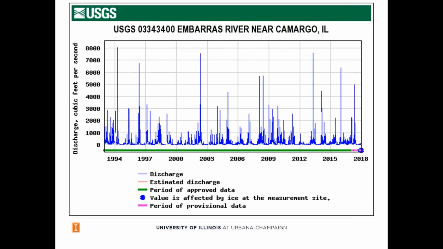So USGS is the expert on getting flow. They measure discharge in cubic feet per second. And you can see that we've had 3 major events in the last 25 years of over 7,000 cubic feet per second. But you can see it's a very flashy system, and it just depends on when it rains as far as N loss. Look at 2012 here, very, very dry year, very little flow, very little N loss.